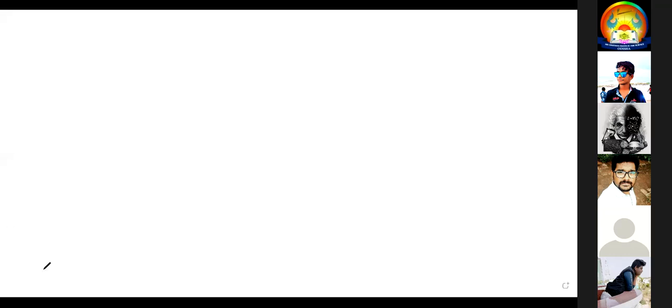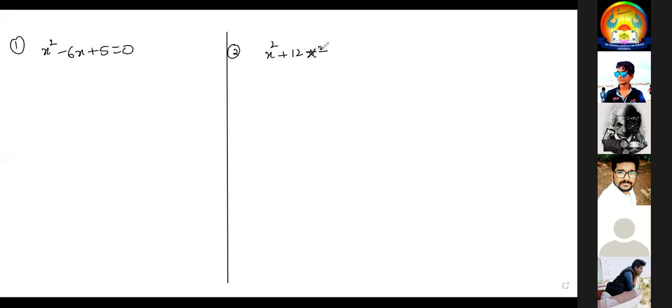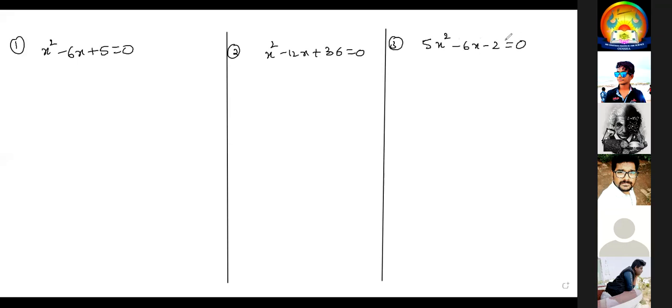I'm saying, you see question number one: x square minus 6x plus 5 equal to 0. Question number two: x square minus 12x plus 36 equal to 0. And question number three: 5x square minus 6x minus 2 equal to 0.